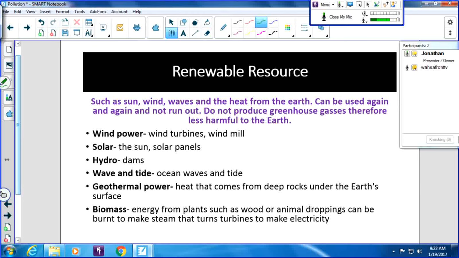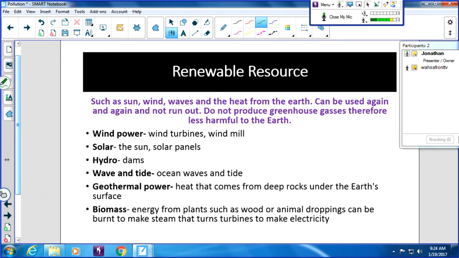Going back to our learning goals, we're going to talk about renewable and non-renewable resources. These are huge factors and themes when it comes to conservation. We'll start things off by looking at renewable. Think about renew. If you're at the library and you want to renew a book so you can have it again and again, that same concept applies to resources. Renewable resources can be used again and again, and they will not run out.